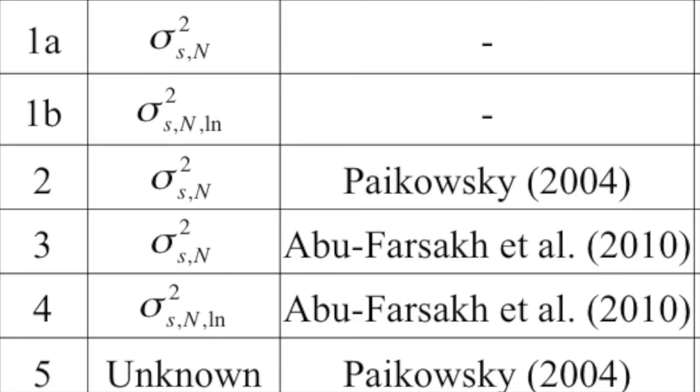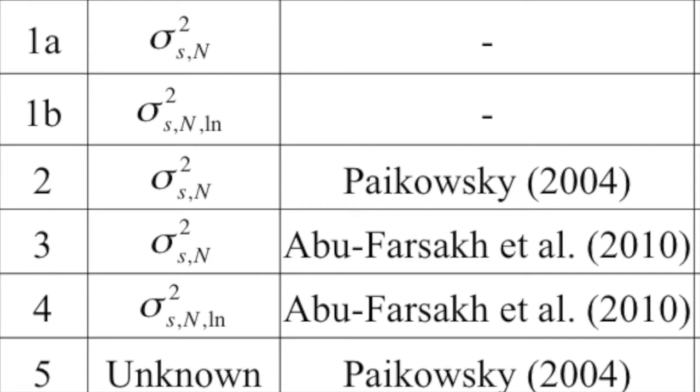Case 2 was identical to case 1a, except for the addition of the normal distribution of the normal data in the Bayesian database being used as a prior. Likewise, case 3 was identical to case 1a, except for the addition of the normal distribution of the normal data in the Abu-Farsak database being used as a prior. Moreover, case 4 was identical to case 1b, except the addition of the normal distribution of the natural logarithm of the data in the Abu-Farsak database being used as a prior.